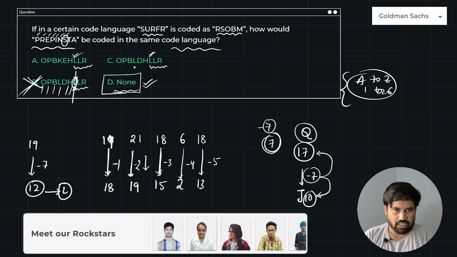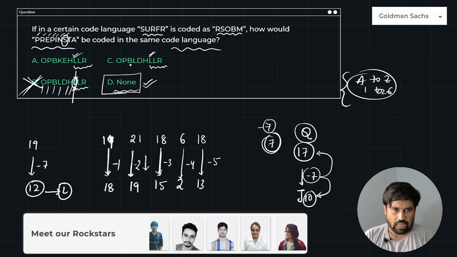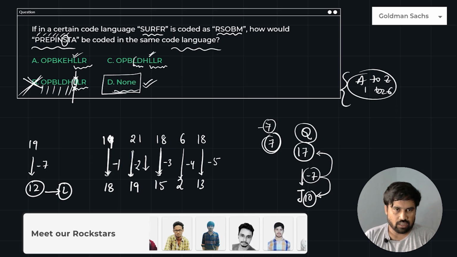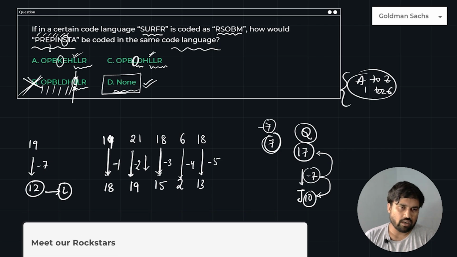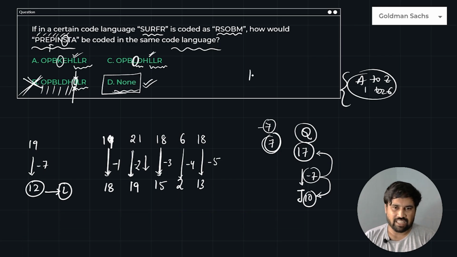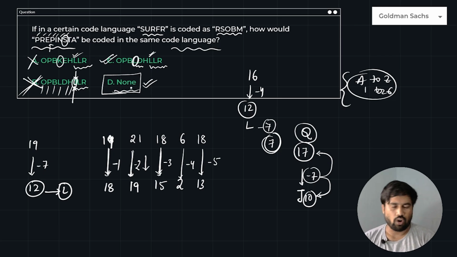What is the difference between these two? See guys, O, P, B and L are here. So in the fourth element, we have K here, L here. What is the fourth one? Fourth is nothing but P. P is nothing but 16. 16 minus 4, the answer is 12. 12 is nothing but L. So L will be your answer, not A. So option C is your answer. So obviously 99% it will be your answer.